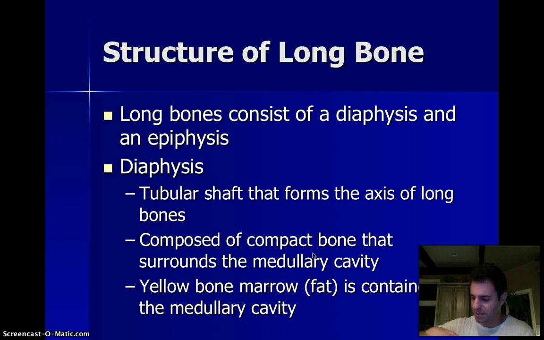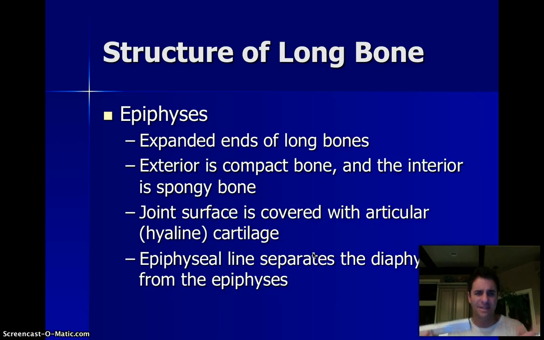Now if I can put this together before I break it. So that's where you have yellow bone marrow. This is in the diaphysis of the long bone. The epiphysis is the ends, okay? The exterior is still compact bone, but the interior is spongy bone.